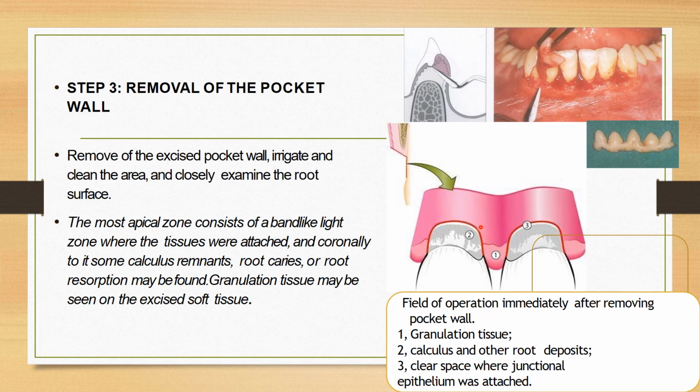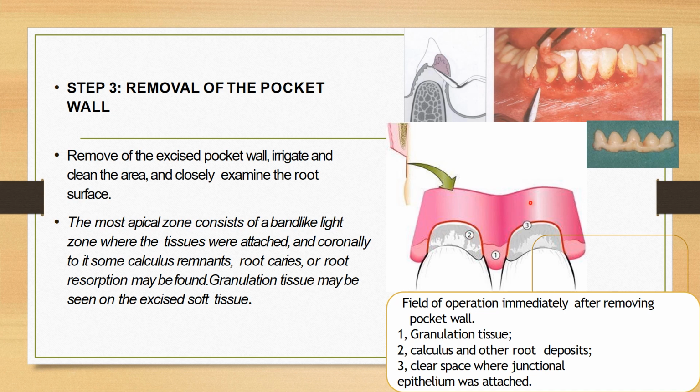Coming to the removal of the pocket wall. After this incision, we will be removing the excised pocket wall with the tissue forceps, and you can clean the area, irrigate the area and examine the root surface. If there is any debris or calculus present, it can be removed. This is the area that is freed from the tissue. You can see that the most apical zone consists of a band-like light zone where the tissues were attached, and coronal to it some calculus fragments can be seen. Root caries or root resorption may be found, and granulation tissue may be found.